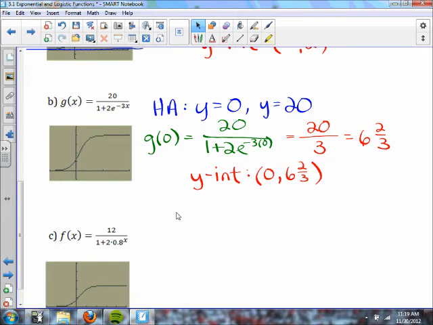How do I get 3? Well, e to the 0 power is 1, right? So I have 1 plus 2 times 1. 1 plus 2 is 3, so that's how I get 3.